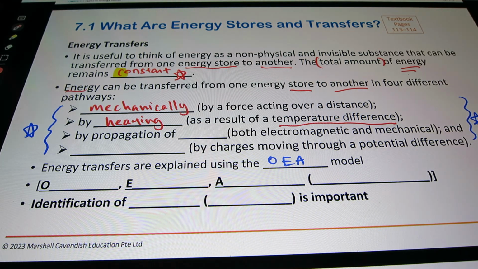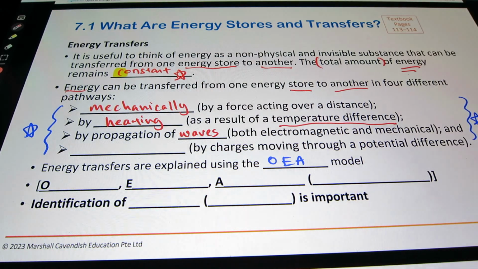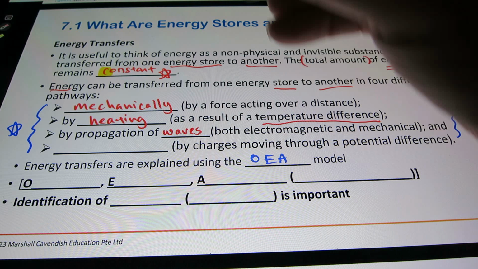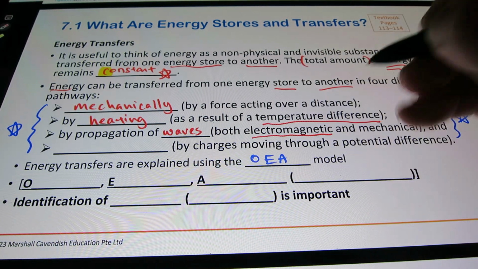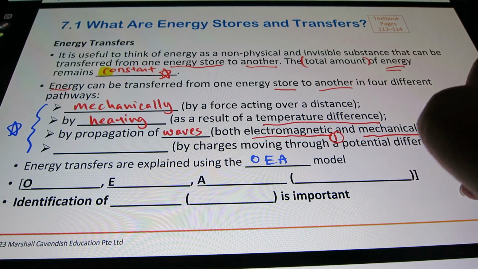Alright, the third one is via propagation of waves. Now, I know most of the things here are things that you will cover in the later chapters. So just take note of them for now and accept it, but it will be clearer once we cover those chapters. So by propagation of waves, there are actually 2 ways in which you can do this. Is via an electromagnetic wave. You will learn a little bit more about this in the electromagnetic waves chapter later in the year, or via mechanical waves.